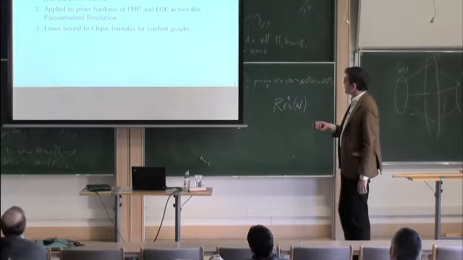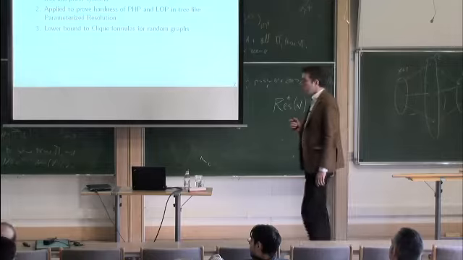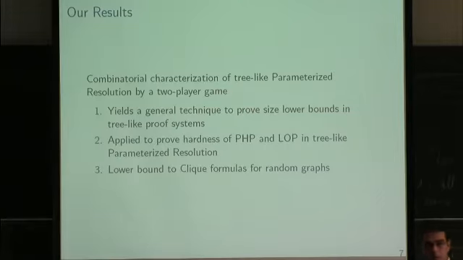So let me start by saying something again on these clique formulas and what is known about the complexity of clique in random graphs. And then in the second part of the talk, I will say something about the proof technique, so this prover-delayer game, and will illustrate it also on an example.